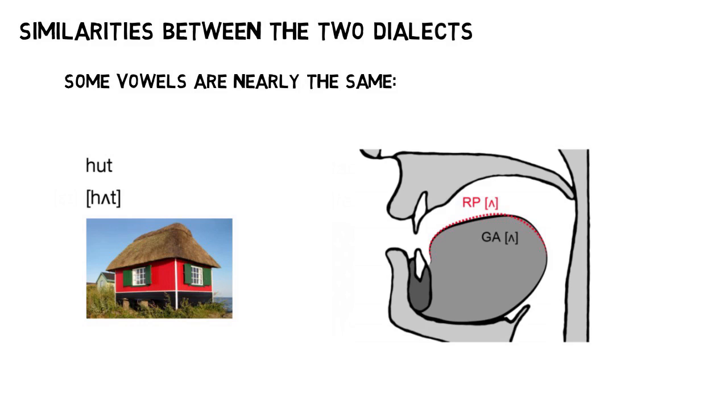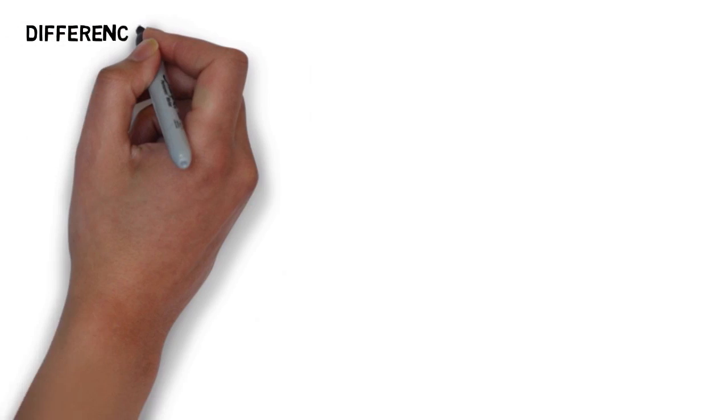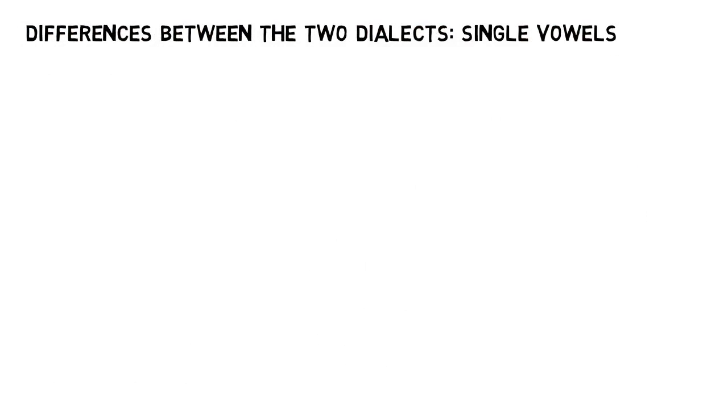Now this is a really subtle distinction. It's such a small difference that the IPA symbols remain the same, and it's so hard to hear, I wouldn't really worry about it too much. You can honestly treat as the same in both dialects. So now, let's talk about some substantial differences. We'll start with single vowel sounds.